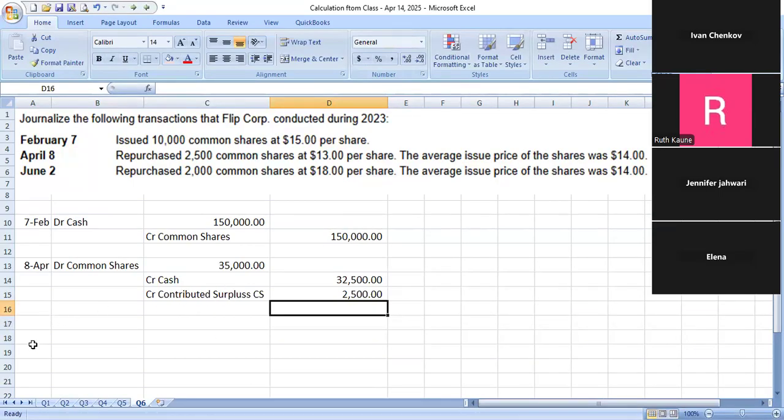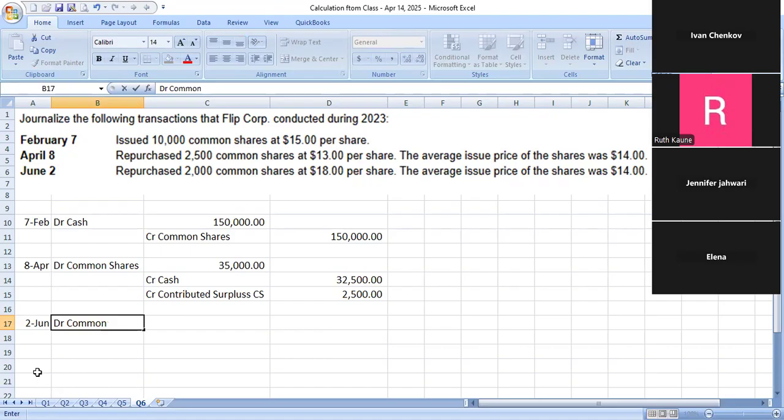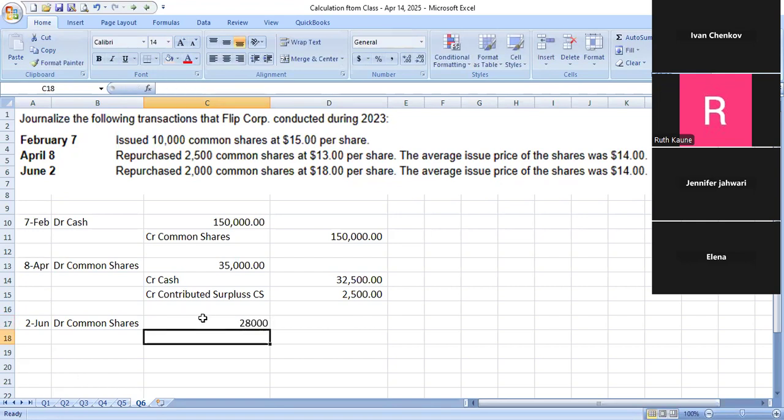So next one. We're going to June 02, right? What happened on June 2nd? We're still buying back common shares, but now we're paying $18. Our issue price is still $14. So let's get these common shares. We're getting 2,000 times $14 per share. Those shares that we're purchasing back, the book value is $28,000.